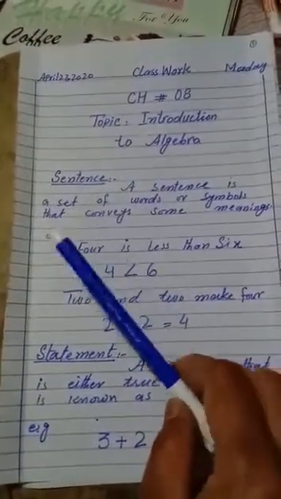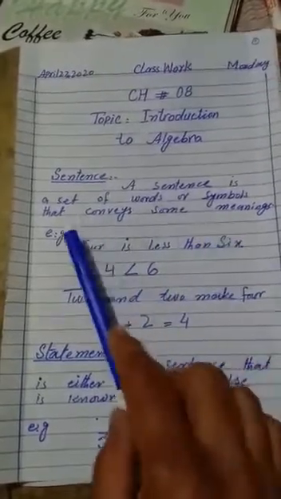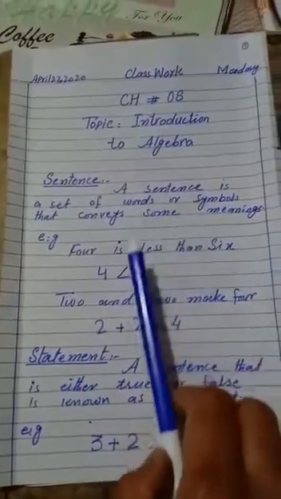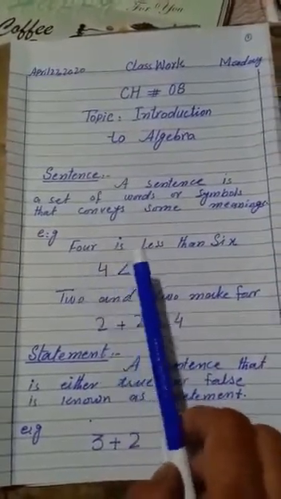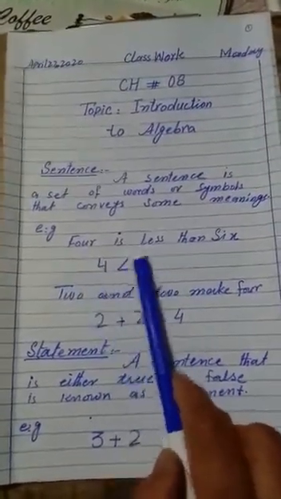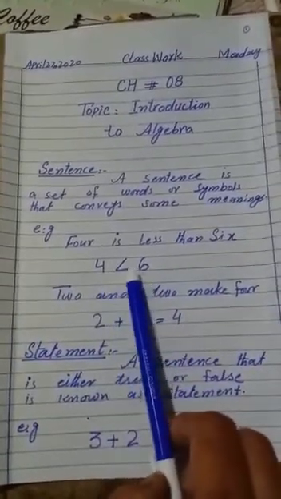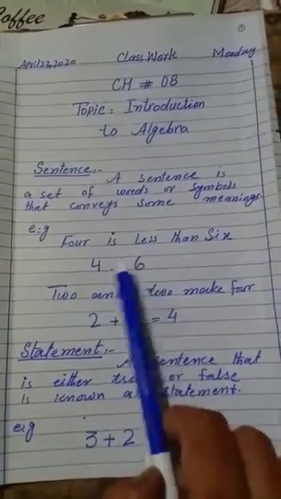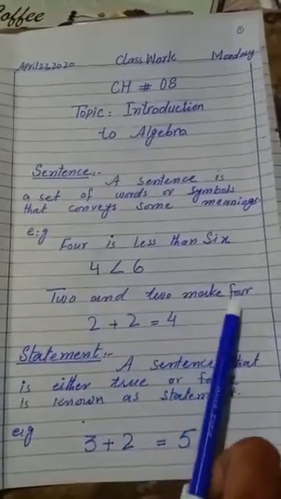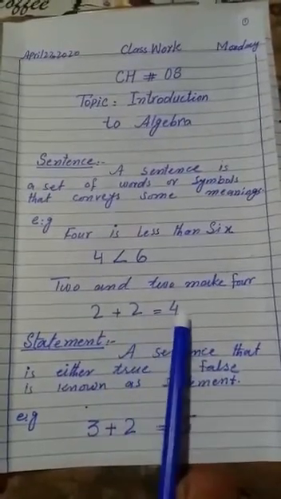First one is a sentence. A sentence is a set of words or symbols that conveys some meaning. It means this is a combination of words, and these words convey some meaning. For example, 4 is less than 6, or 6 is greater than 4. 2 and 2 make 4. It means when we add up 2 and 2 we get 4.